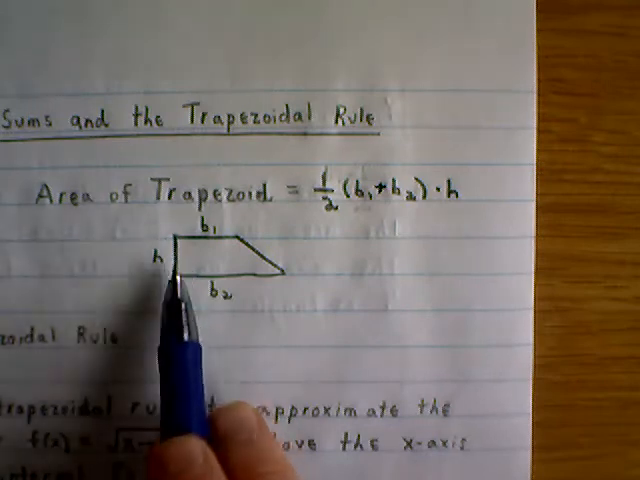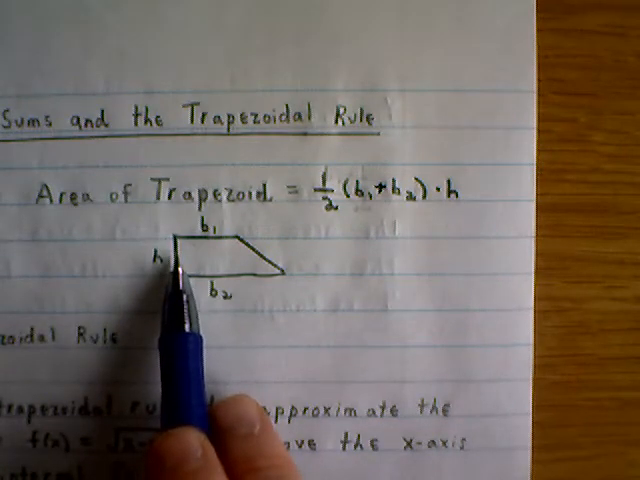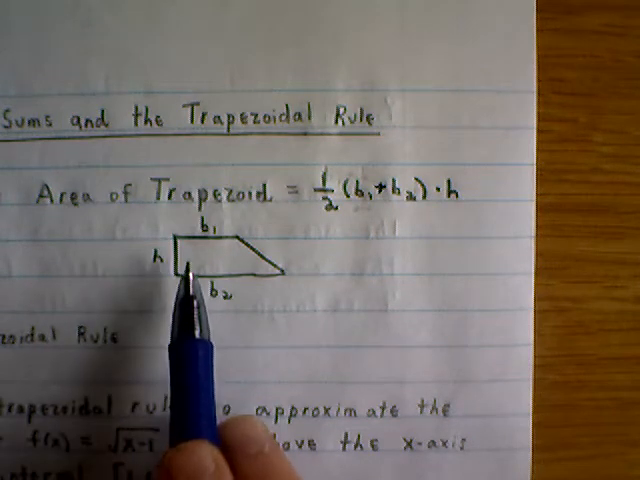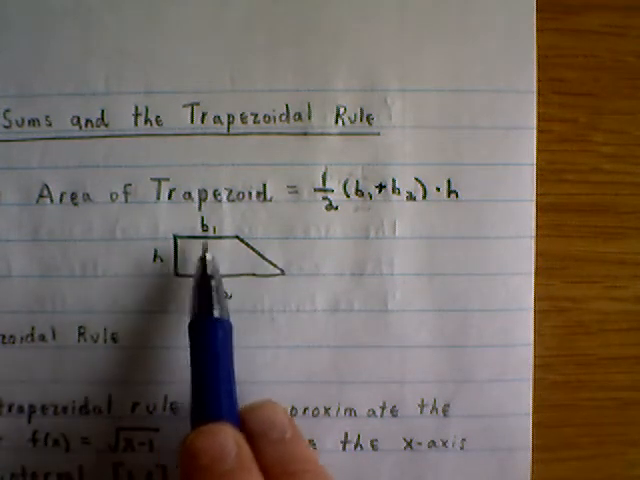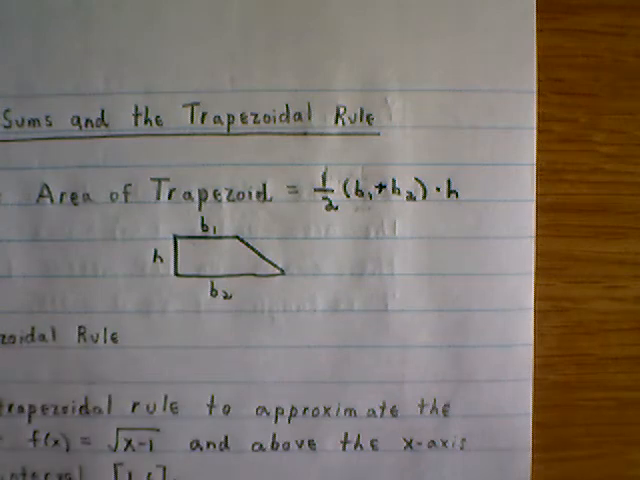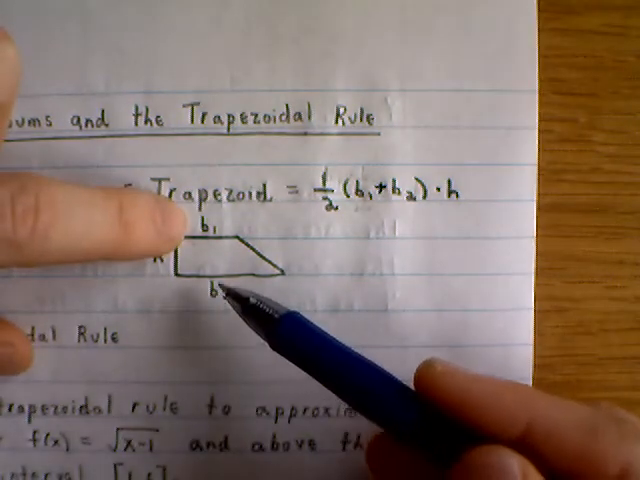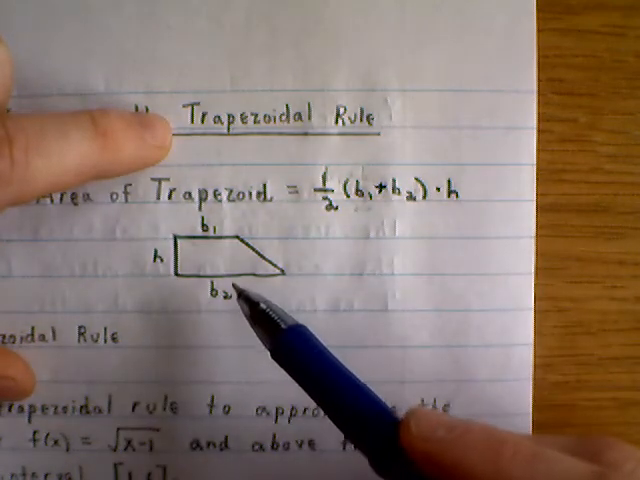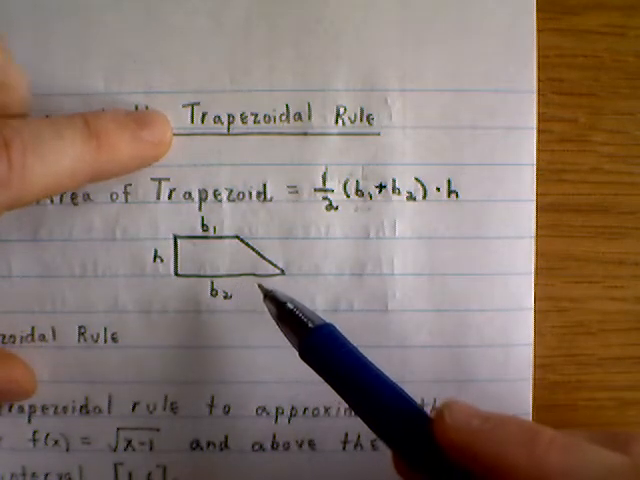So our height is the distance between base 1 and base 2. And then the bases are always parallel. So it's the 2 sides of the trapezoid that are parallel to each other. So you see base 1 is parallel to base 2. Now I have the trapezoid drawn here like you see it in geometry.